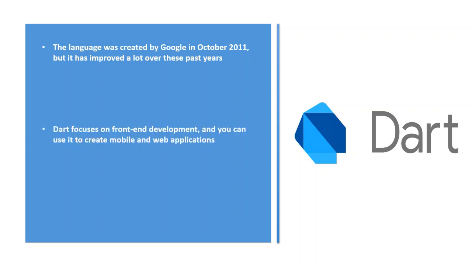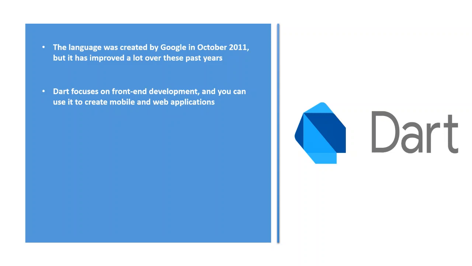Okay, so that focuses on front end development and you can use it to create mobile and web applications. Okay, so that is very interesting. You can use that to develop desktop applications, mobile applications, and even web applications. When you install that SDK, you find a package in it called dart2js. Okay, that actually allows you to compile Dart into JavaScript. Okay, so that tells you how similar the two languages may look. Okay, so if you know JavaScript, it wouldn't be a big deal to learn Dart.